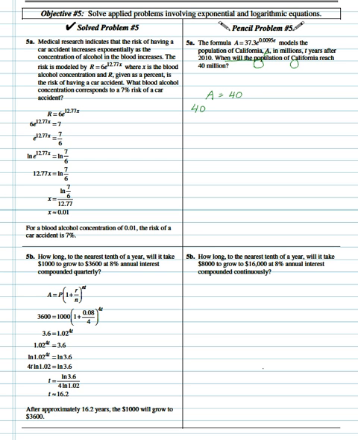Let's go and put it in the formula. 40 million is equal to 37.3 e to the power 0.0095 times t. Whenever you're solving an exponential function, make sure the exponential function is by itself. So I'm going to divide both sides by 37.3.